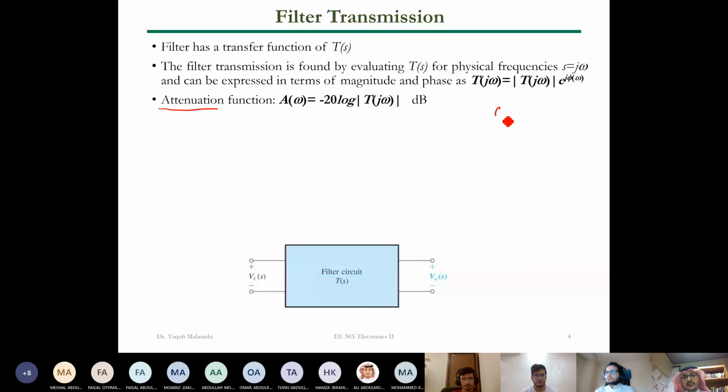The gain is what? What is the gain? V out over V in, in general. This is V out over V in. Attenuation, still the same, V out over V in. So what is the point here? What is the difference, guys, between attenuation and gain? From the mathematics point of view, they are the same. V output over V input. And attenuation is V output over V input. So what is the difference between them?